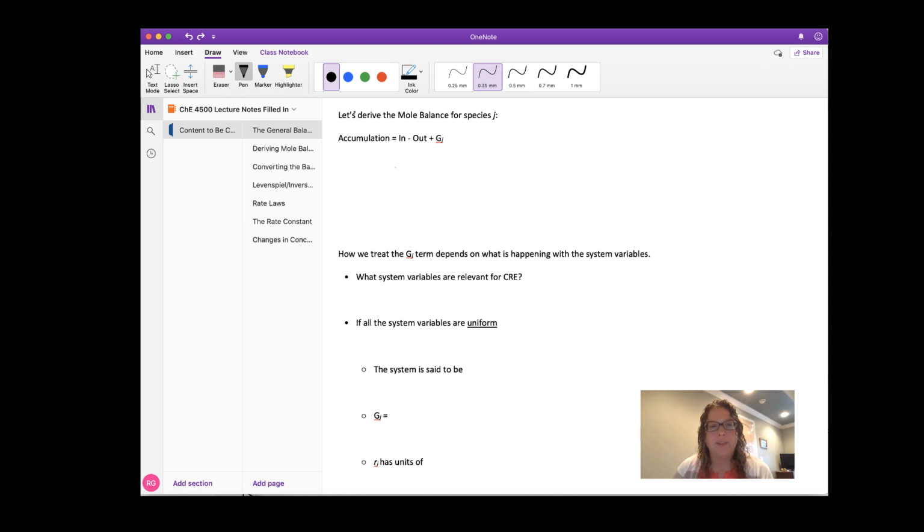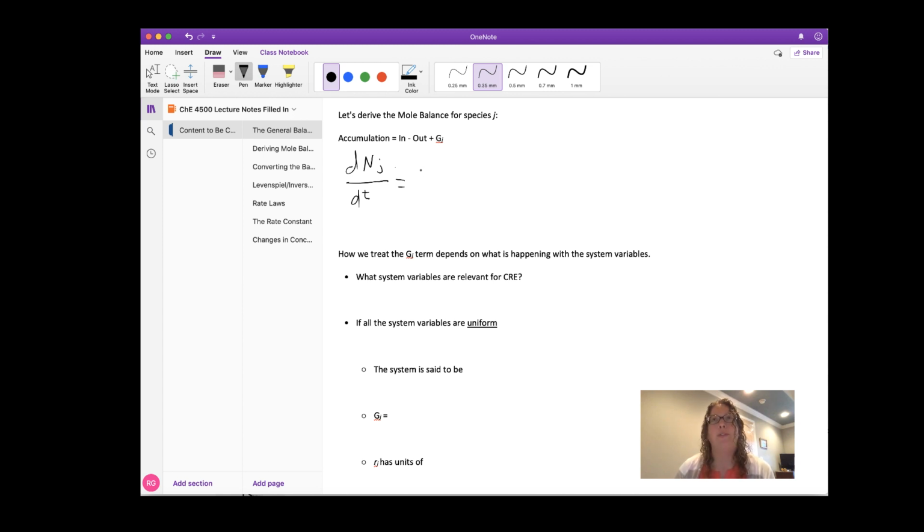Okay, so now let's derive the mole balance for species J. Starting from this general form of the balance, let's write down what the mole balance is for this species. The accumulation term tracks how the number of moles of species J accumulates over time. The way we write that is a derivative, dnJ/dt, and this is going to be equal to our in minus out plus net generation.